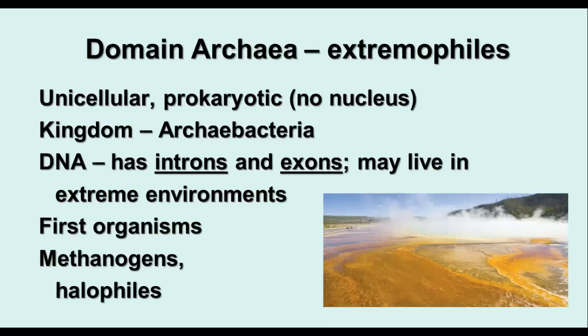So let's talk about some characteristics of each domain. Domain Archaea are called extremophiles. They live in very, very extreme environments: very high heat, high salinity, high acidity, or very low pH or high pH, either one. Very, very different from what most things can live in. They're unicellular prokaryotes. They do not have a nucleus. There's one kingdom in domain Archaea. It's called Kingdom Archaebacteria. Their DNA has both introns and exons. The exons are the parts that you put together to make the protein.